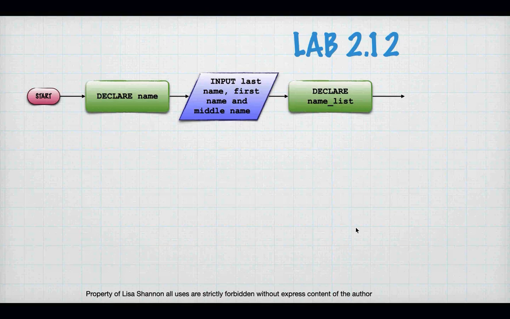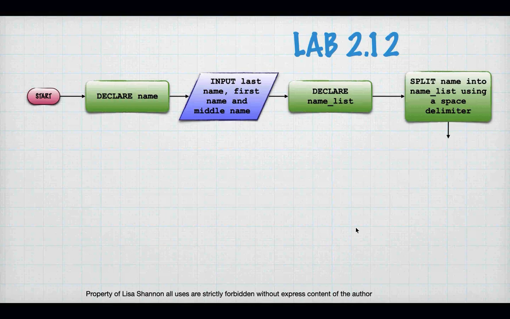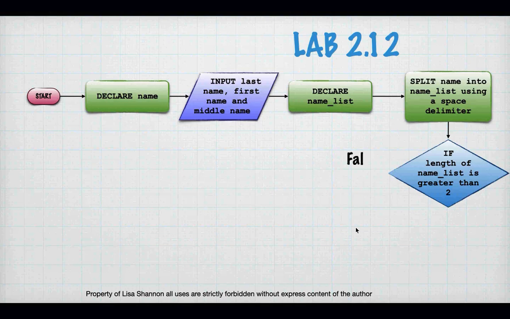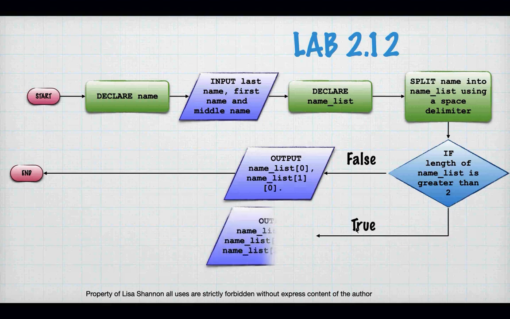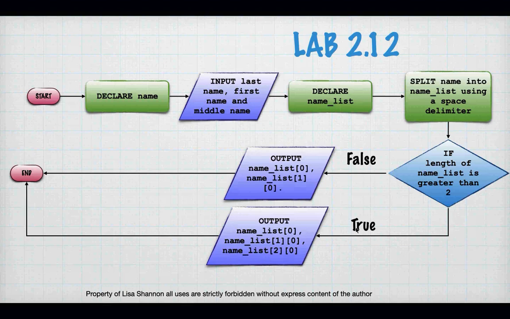So you always start, we're going to declare a name, we're going to input last name, first name, middle name, and then we're going to declare a name list. We're going to split the name into the name list using a space delimiter. And then if the length of name list is greater than 2, which is the part we haven't told you enough about yet, if that is false, then we're only going to print out name list of 0 and name list of 1, 0, which is a multidimensional list, which we really haven't talked to you about yet either. If it's true, you're going to output the other format, which is the last name, the first initial, period, and the middle initial. So that's lab 2.12.